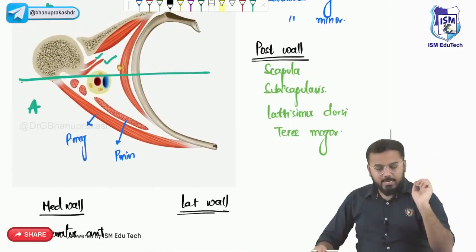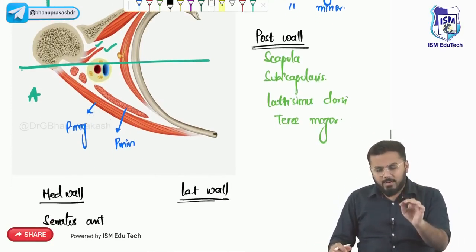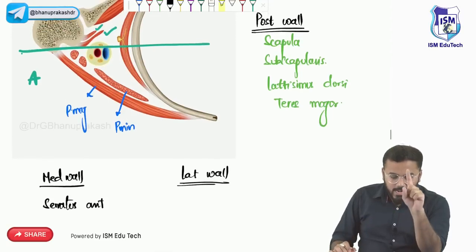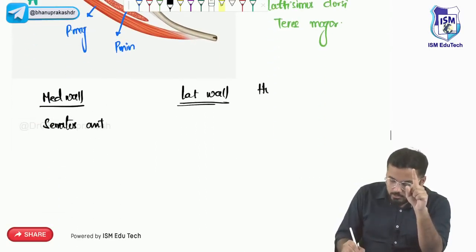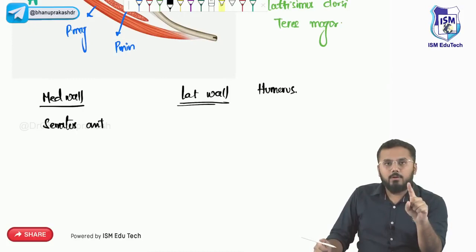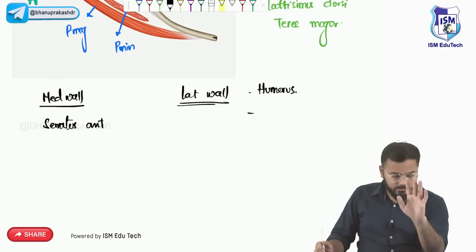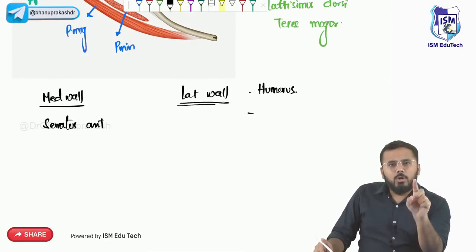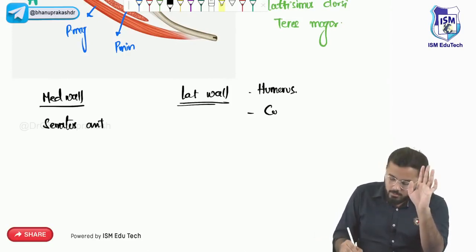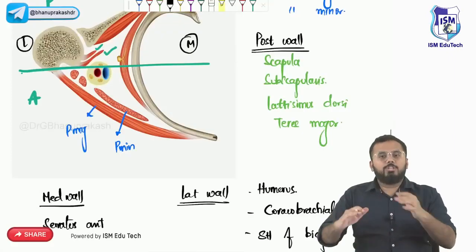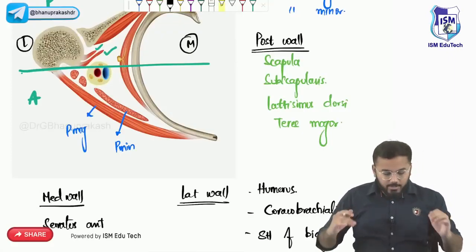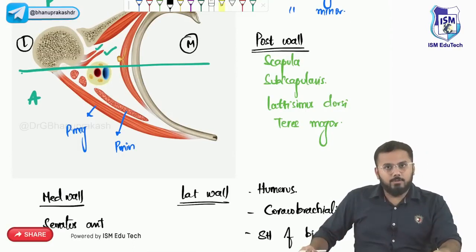Now coming to the lateral wall, it is a little bit difficult, guys. I just want you to remember one thing. This is the medial and this is the lateral wall. First thing I'm writing is humerus, because all of you know that the humerus is forming the lateral wall, right? Along with the humerus, remember just two things: coracobrachialis and biceps brachii. I cannot show it to you here. Coracobrachialis and short head of biceps. That's it. If you remember this, then all your questions on your axilla will be covered.